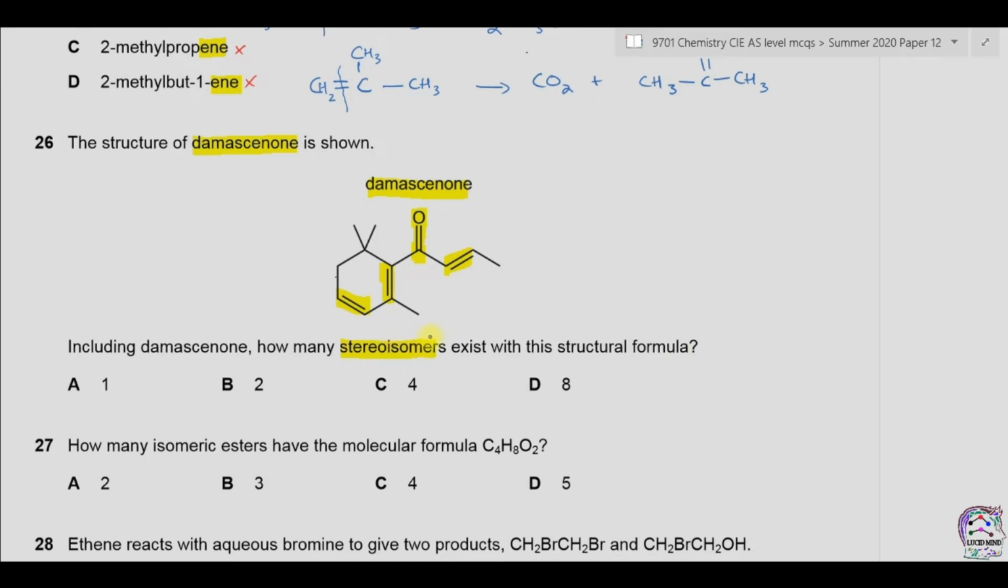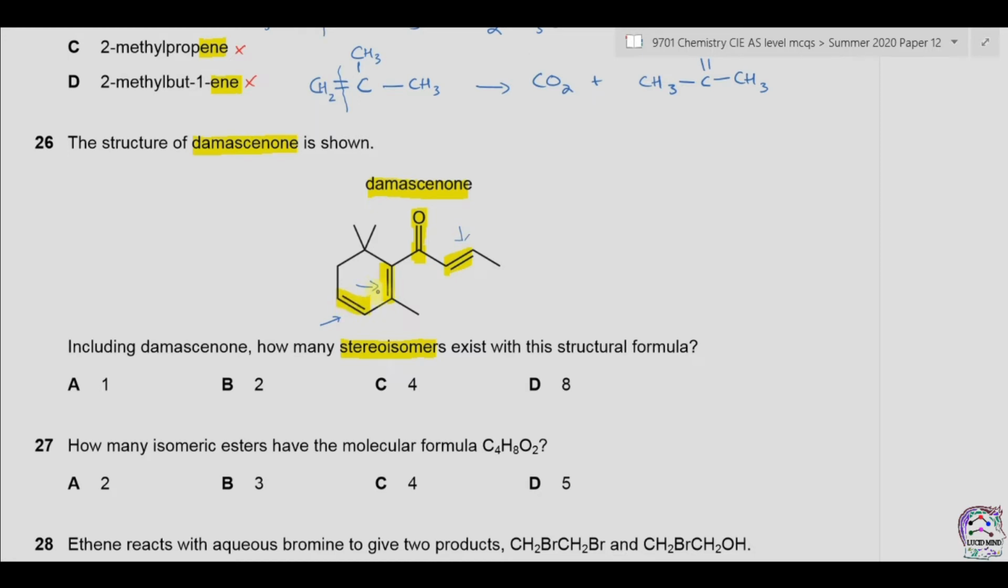Now there are two types of stereoisomers. One is cis-trans and second one is having a chiral carbon. In this structure, as we know, there is no chiral carbon because none of the carbon is attached to four different atoms or groups. So the only possibility is the presence of cis-trans isomerism. Now cis-trans is shown by double bonds. So there are three double bonds present, 1, 2 and 3.